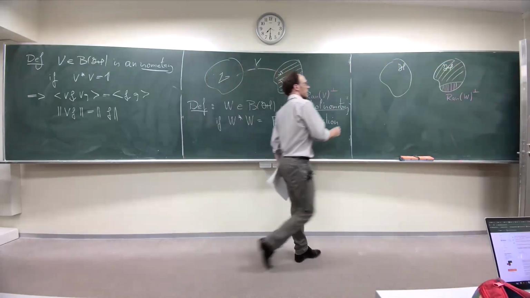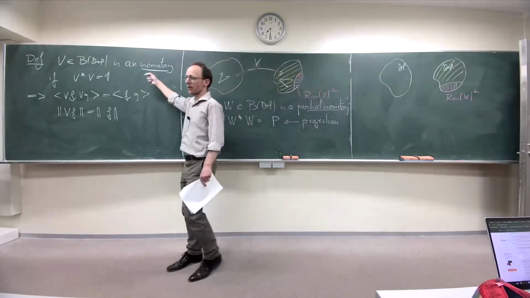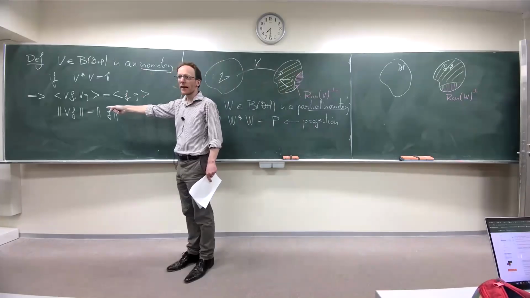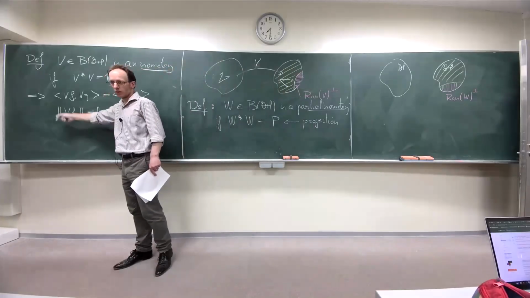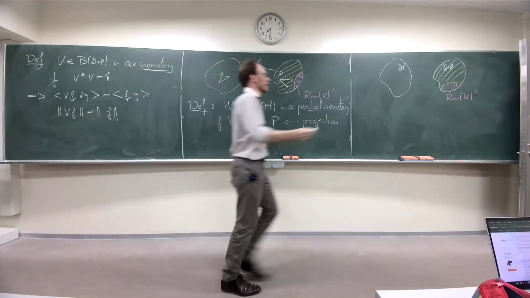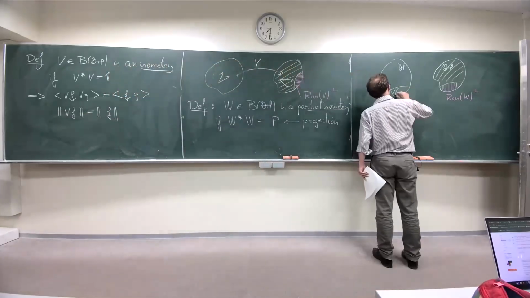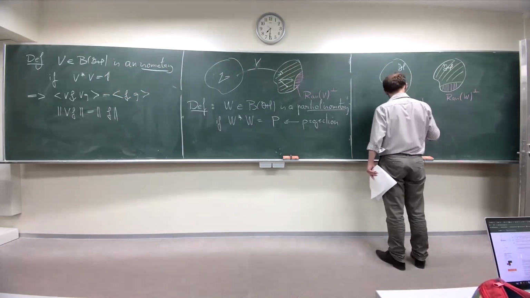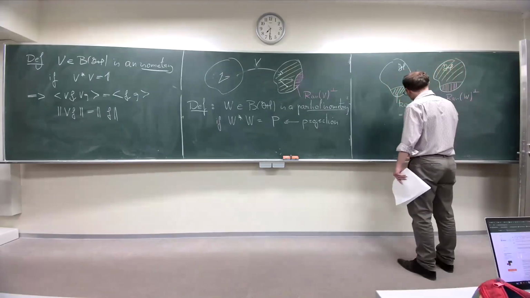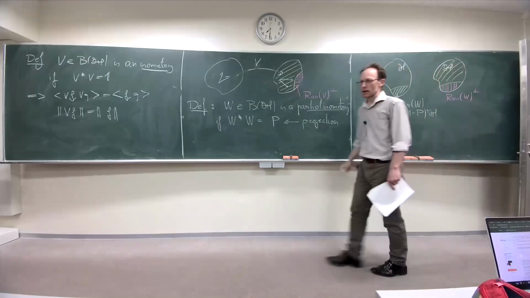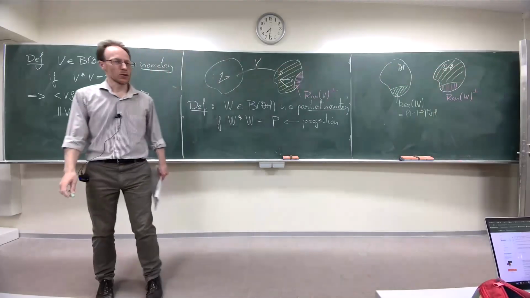But what is the kernel of an isometry? The set of elements which are sent to 0. If it preserves the norm, the only element which is sent to 0 has to be 0 itself. Now, in this case, for a partial isometry, the kernel of W is precisely one minus P applied to H. It is this projection.